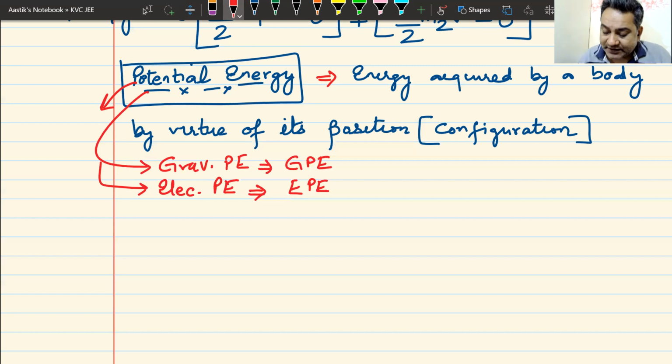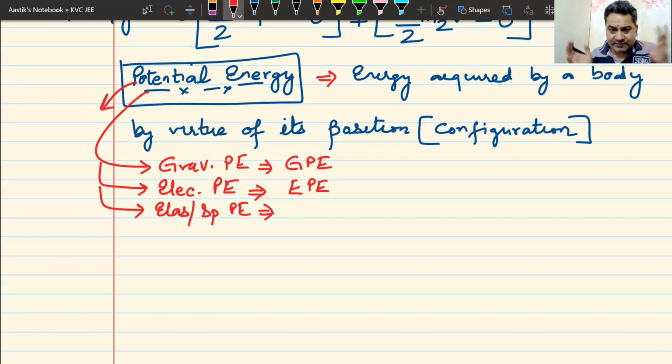Electrostatic potential energy. Then you can call it elastic potential energy or spring potential energy. Elastic or spring potential energy is acquired by energy in a spring or by something which can regain its shape. I will call it SPE.